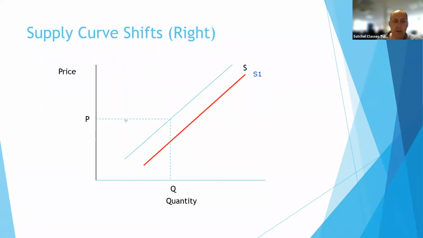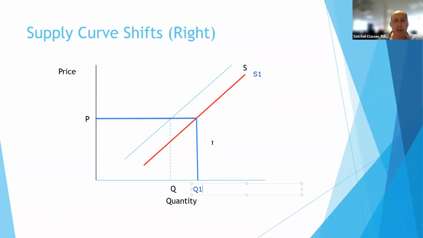So the price is not changing here. The price that they're getting is exactly the same, but for some reason, their costs have gone down. So because their costs have gone down, there we go, that's better. They have been able to supply more goods at the same price. So that has shifted the supply curve to the right.